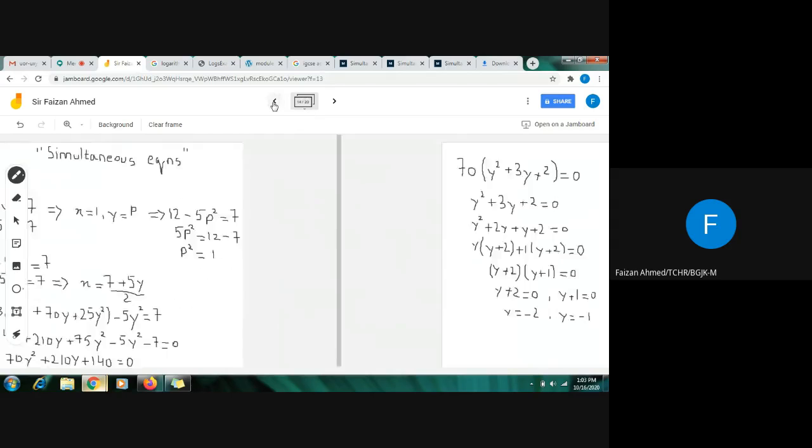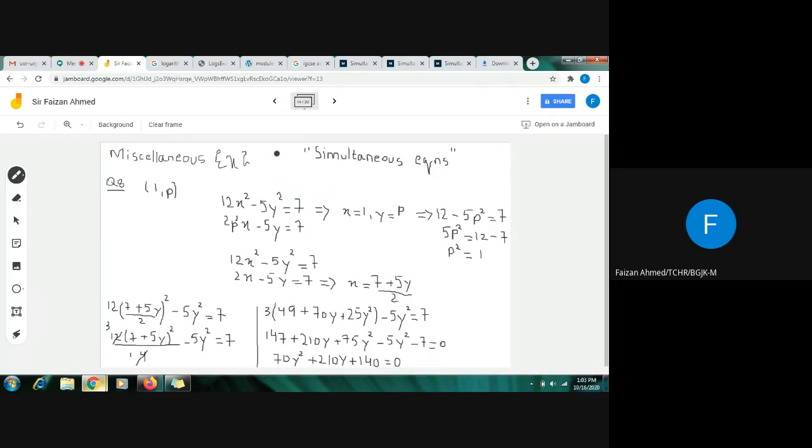So this was a question from miscellaneous exercise 2, and I hope there are some more questions like this in the exercise. So you will try these types of questions, and they will be helpful for your assessment.